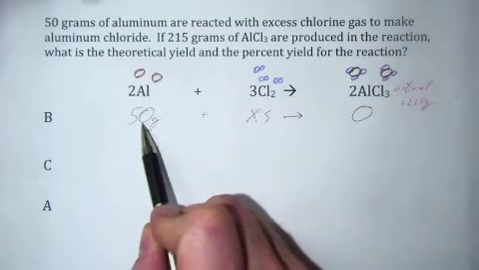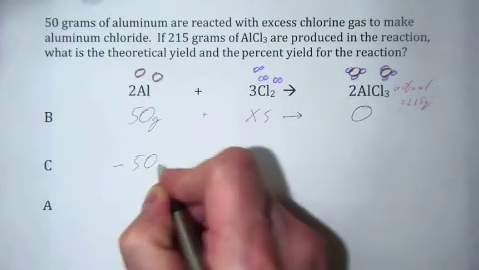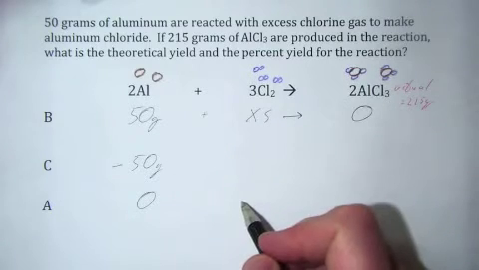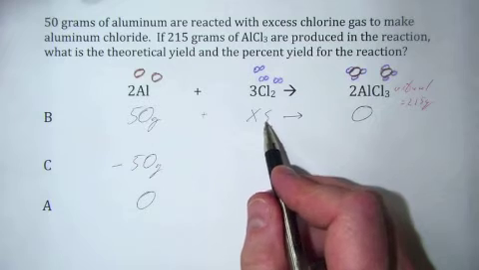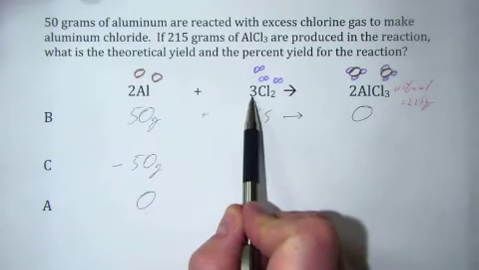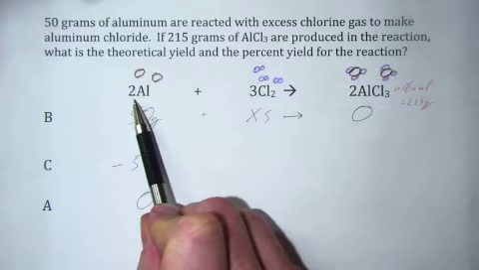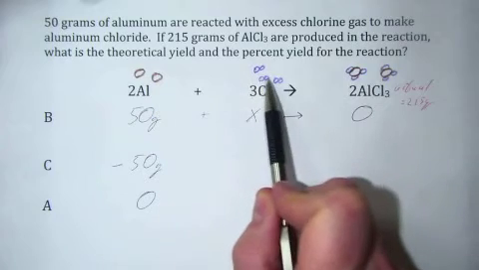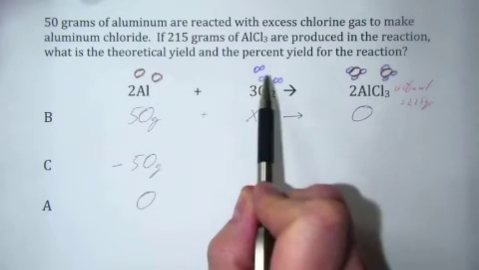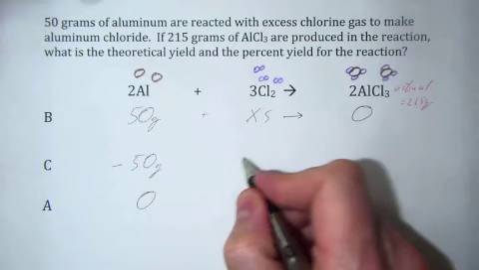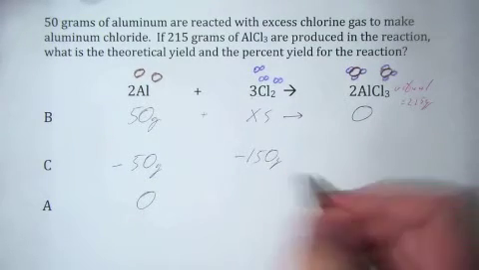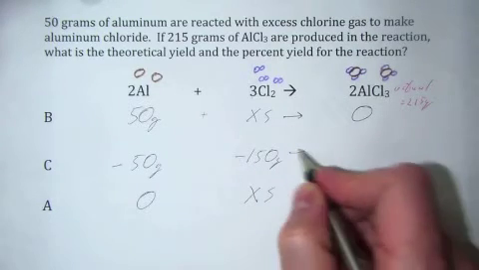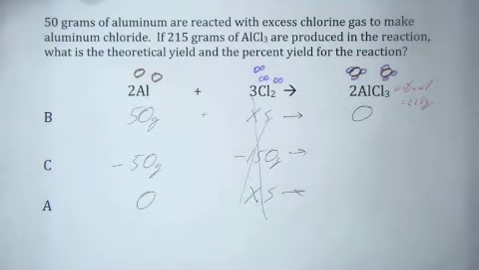So I have 50 grams of aluminum. We're going to assume that I'm going to use all 50 grams up and be left with nothing at the end. The excess doesn't really matter. Excess just means we have plenty, but it's a 2 to 3. So every 2 of these, we're going to end up with 3 of those. So we start with 2 of these, 1, 2, and we end up with 6. So between 2 and 6, this appears to be 3 times as much, so we're going to use up 150 grams of chlorine, but it doesn't matter because it's excess. Excess minus 150 is still excess. So we're not really worried about the chlorine.